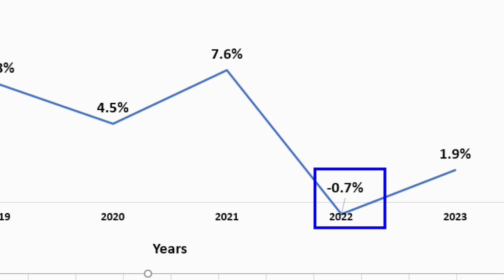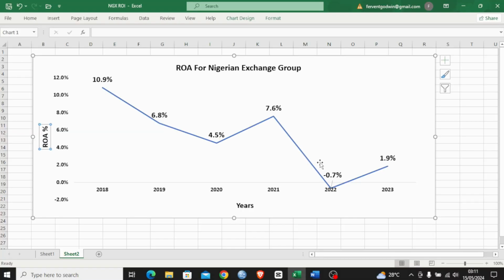So a higher ROA indicates a better performance, like this one we have here in 2018, while a lower one indicates a worse performance for that particular year. I think the highest we have here, according to this chart, was in 2018 at 10.9%.